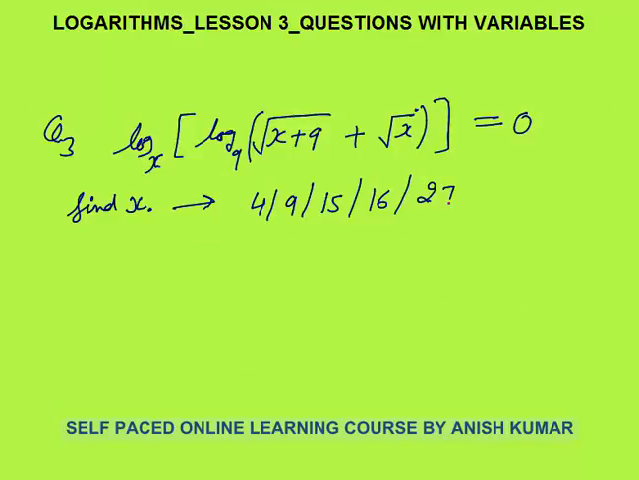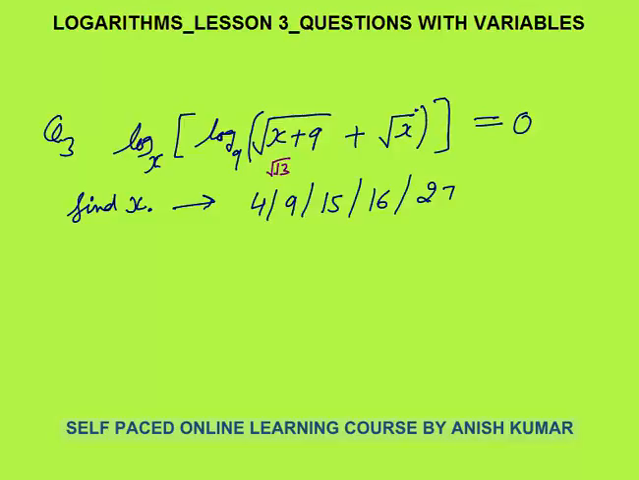Question 3 is log of root x plus 9 plus root x to the base 9 and further base is x, equal to 0. Now if you try to solve this question with the concept, it will take a lot of time. You can simply see what value I should put for x so that the final value will become 0. Now you start putting the first option, let's say 4. If you put 4, x plus 9 would be how much? This becomes 13, root 13.